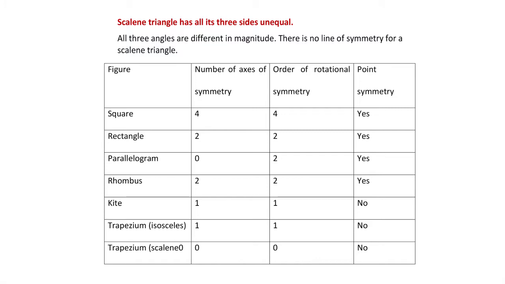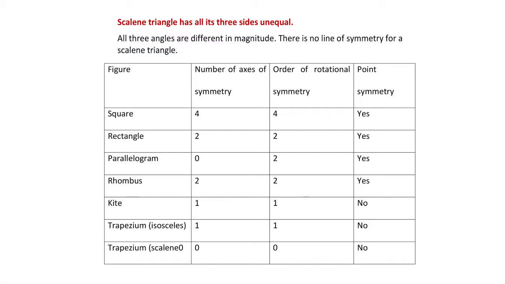A parallelogram has no axis of symmetry, like we have learned, but the order of rotational symmetry for a parallelogram is 2. A parallelogram also has point symmetry. Then look at a rhombus. A rhombus has two axes of symmetry. Order of rotational symmetry is 2, and it also has point symmetry.